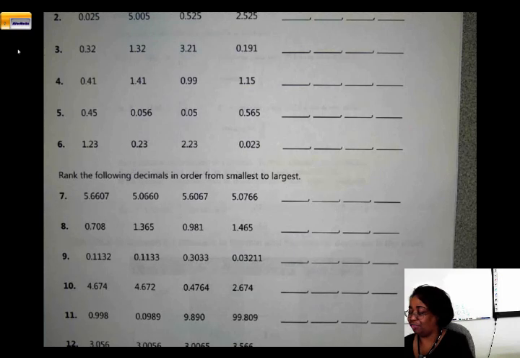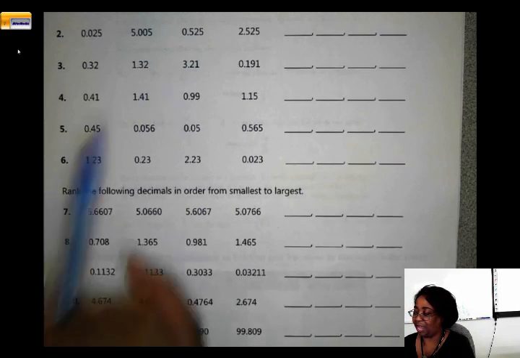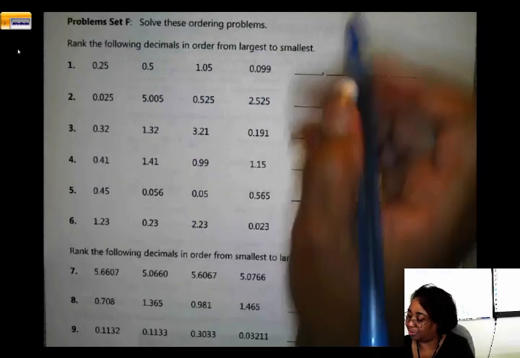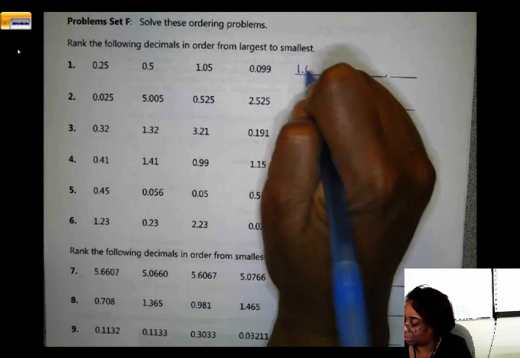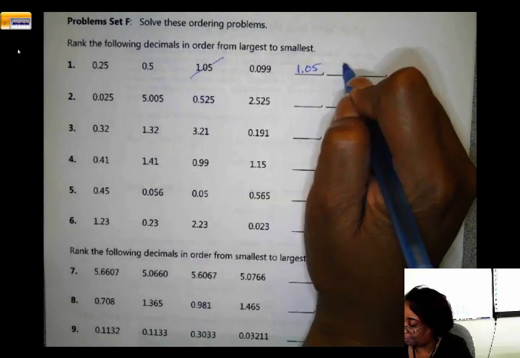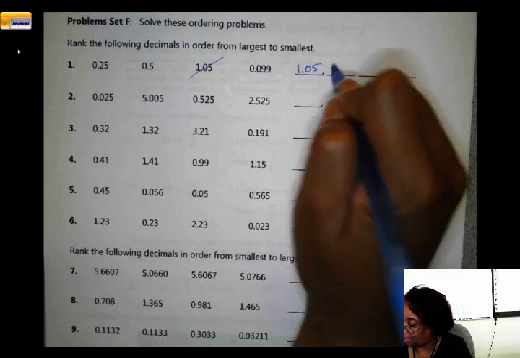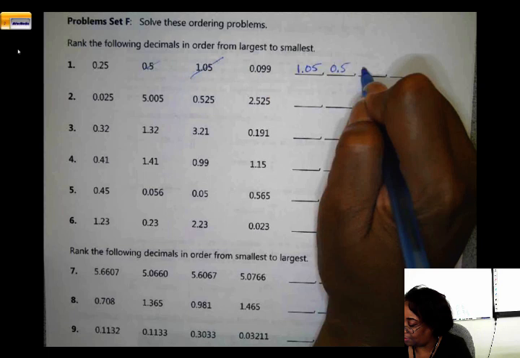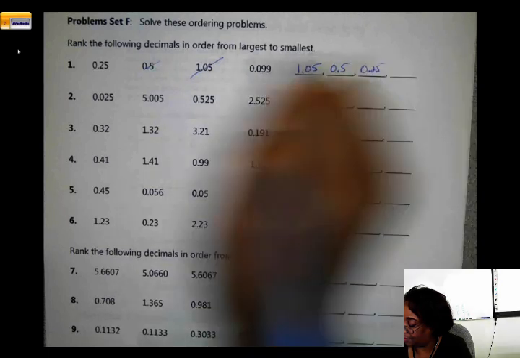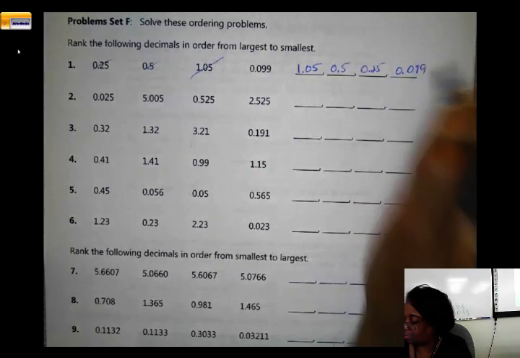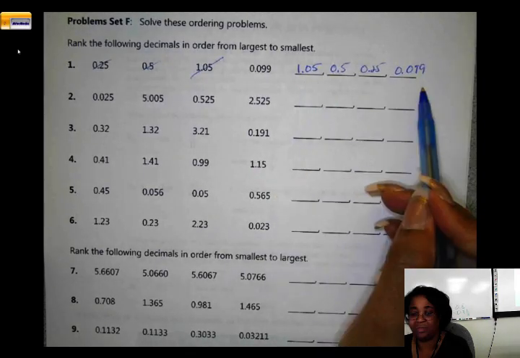On page 5, you're just going to put the numbers in order. The top part, you're going to rank the numbers from largest to smallest. So the big number would come first. Here, the big number is 1.05. And then you have 0.5. And then you have 0.25. And then you have 0.099. So you're going to go from the largest to the smallest.